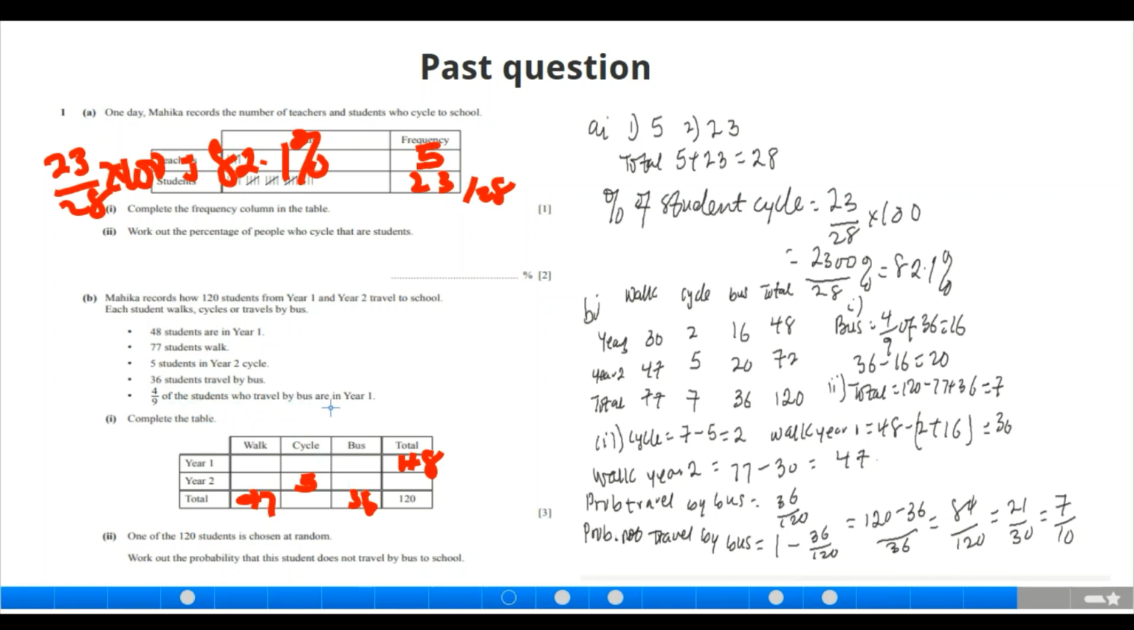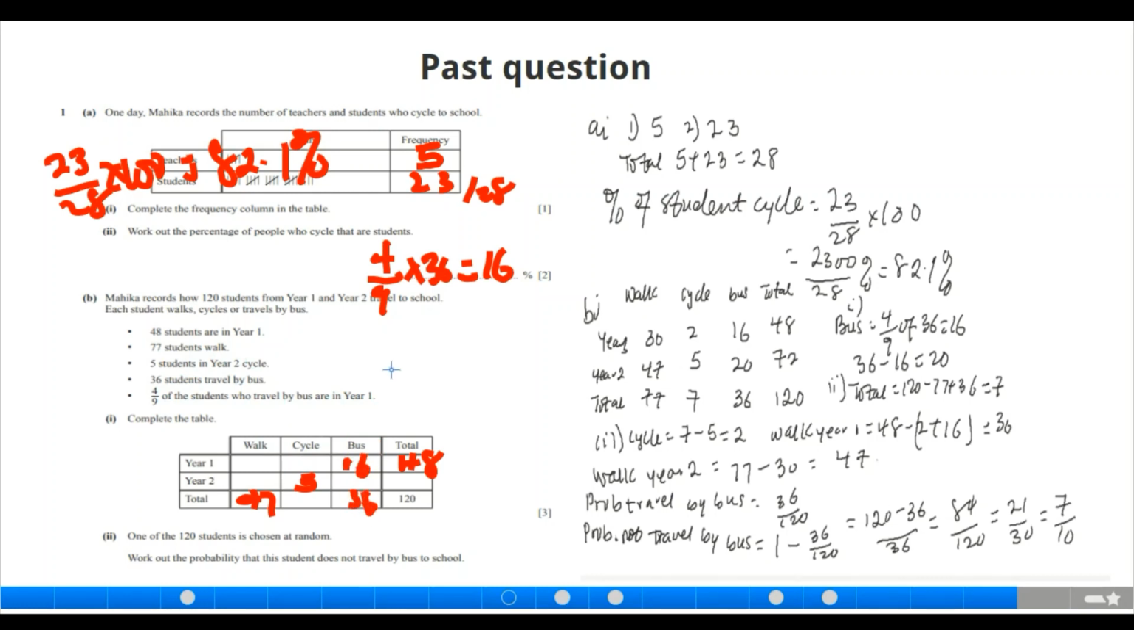4/9 of students who travel by bus are in year 1. So 4/9 of students who traveled by bus are what? Year 1. So what is the total number of bus we have? We have 4/9 multiplied by 36, and that will give us 16. So that implies that 16 students actually travel by bus in year 1. So year 1 we have 16 here.